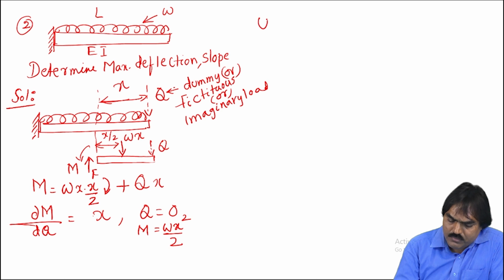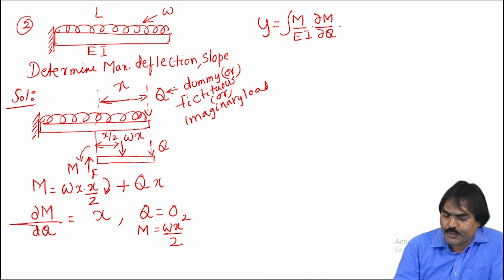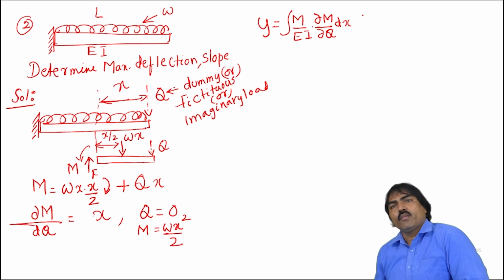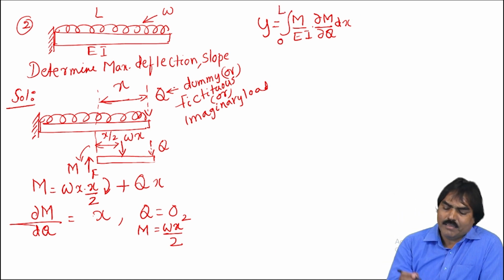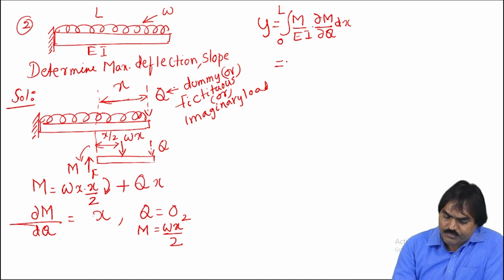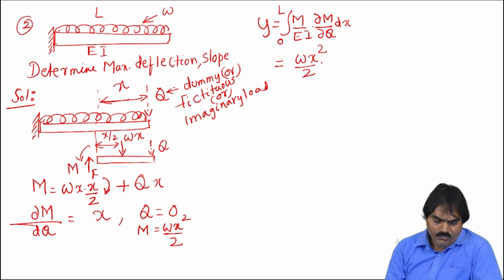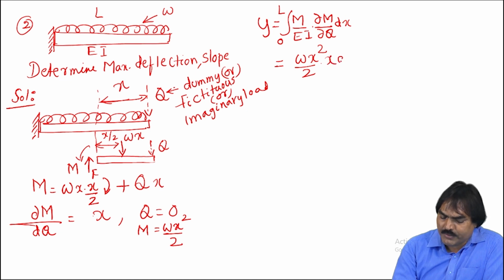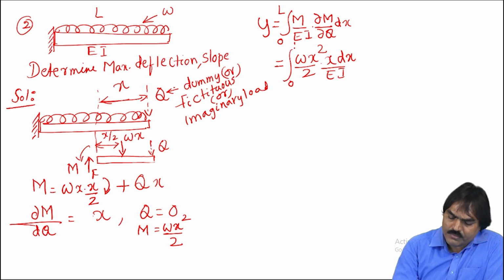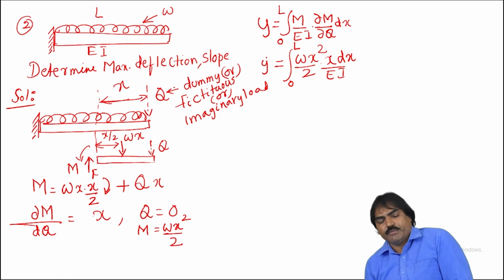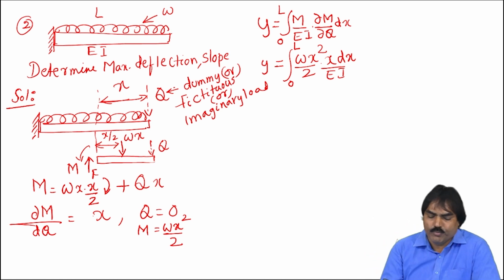Now apply the formula, that is, y is given by the integration of M by EI into dou M by dou Q into dx, from 0 to L. So that's equal to M, which is Wx square by 2, into dou M by dou Q, which is x, into dx by EI, integration 0 to L. This is the deflection. So x square into x becomes how much? x cube.